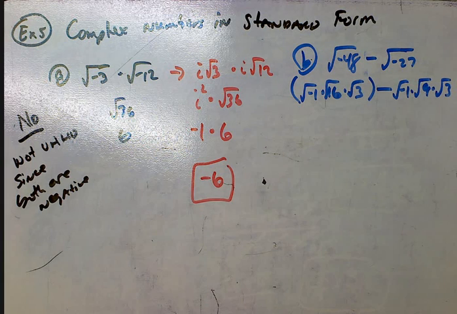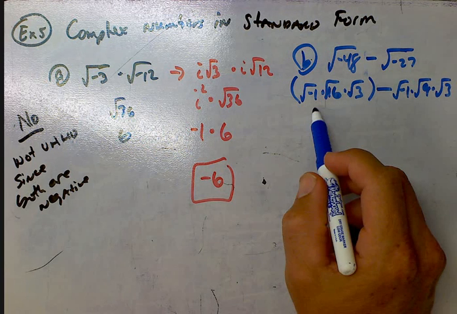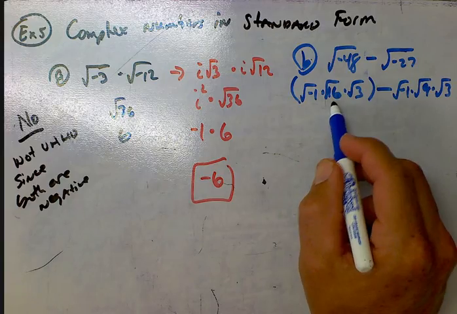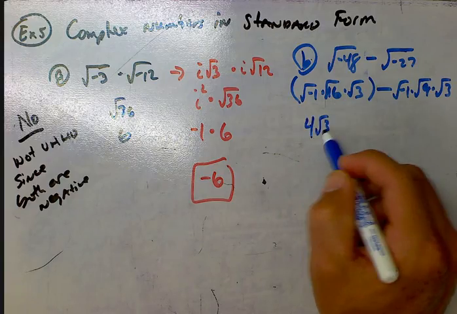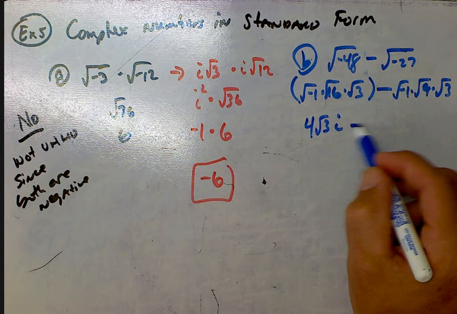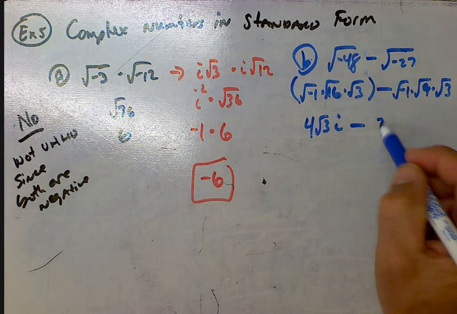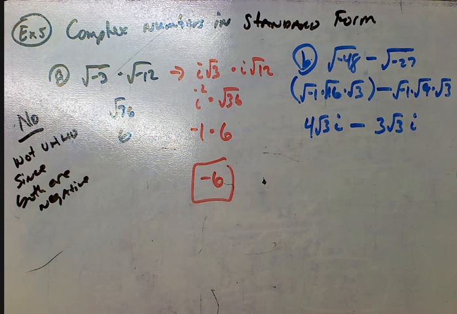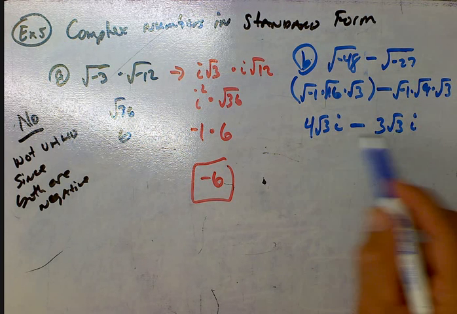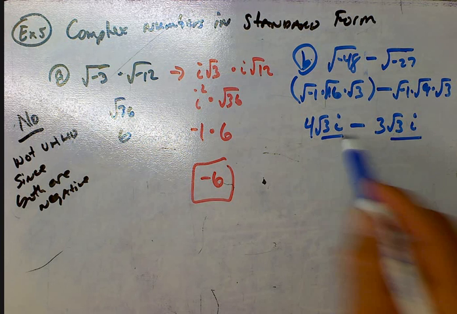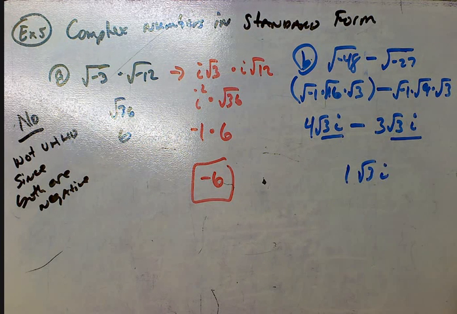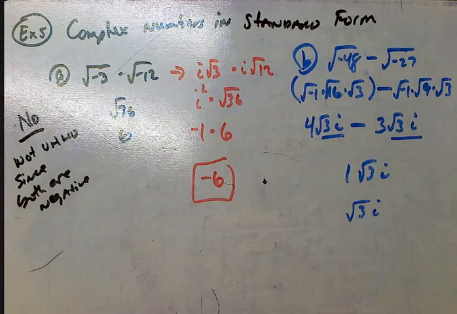So this simplifies into square root of -1 is I, square root of 16 is 4, so that becomes 4 square root 3 I, minus square root of 9 is 3, square root 3 stays the same, square root of -1 is also I. And since I have square root 3 I for both of them, 4 minus 3 is 1, square root 3 I, and so the answer is square root 3 I.